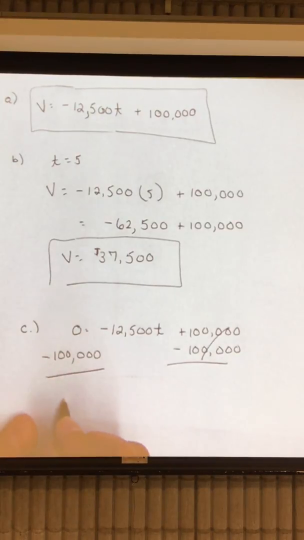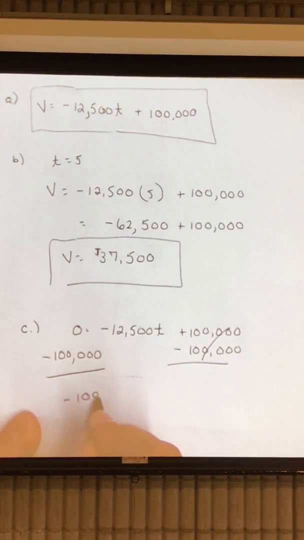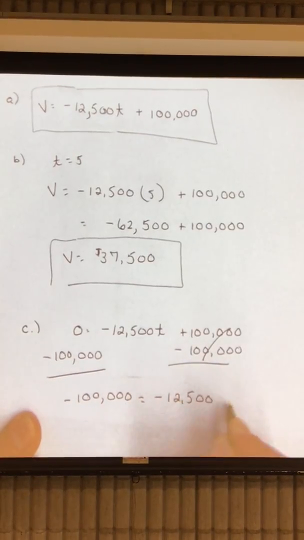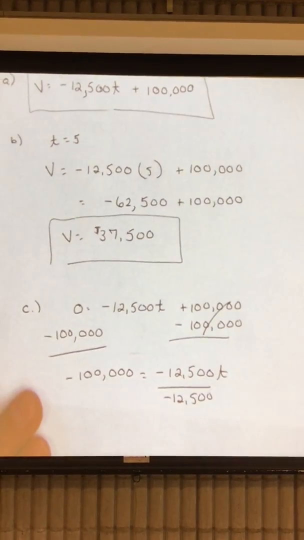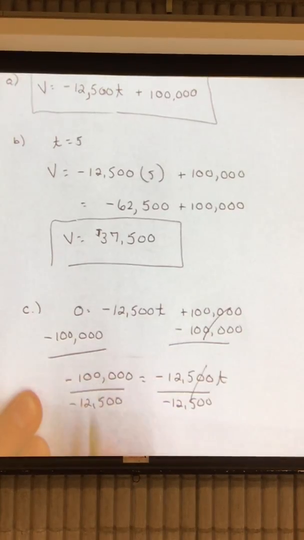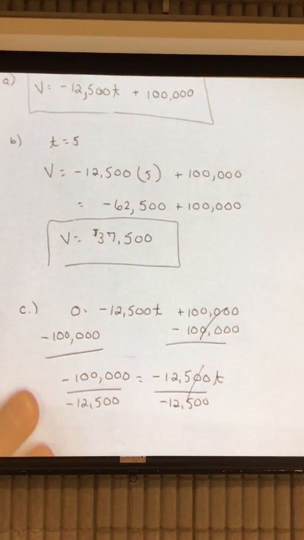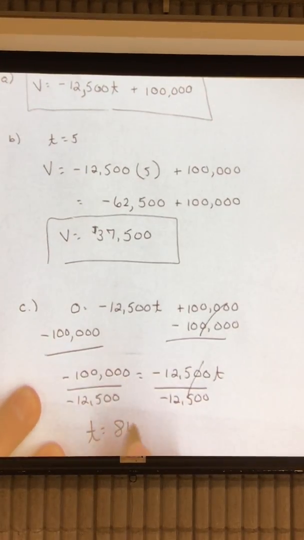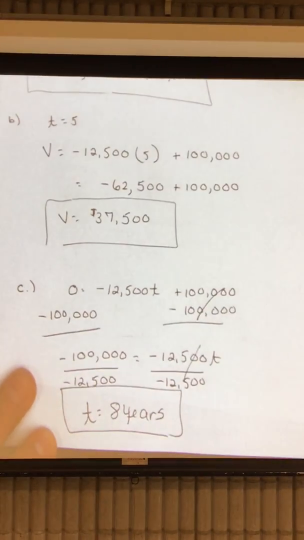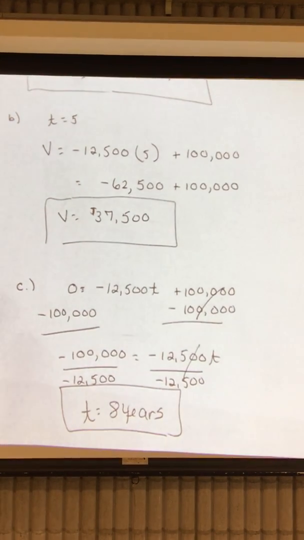So here you are left with negative 100,000 is equal to negative 12,500 t. And dividing both sides by negative 12,500, you have negative 100,000 divided by negative 12,500 leaves you with a time of 8 years. So after 8 years is when your equipment will be worth $0. And that completes 1.2.